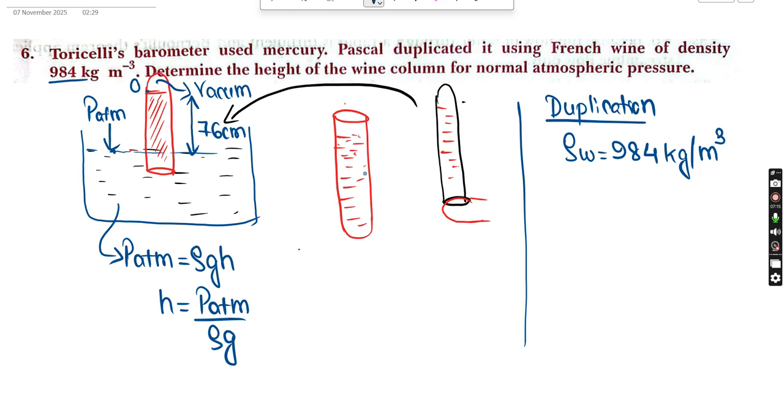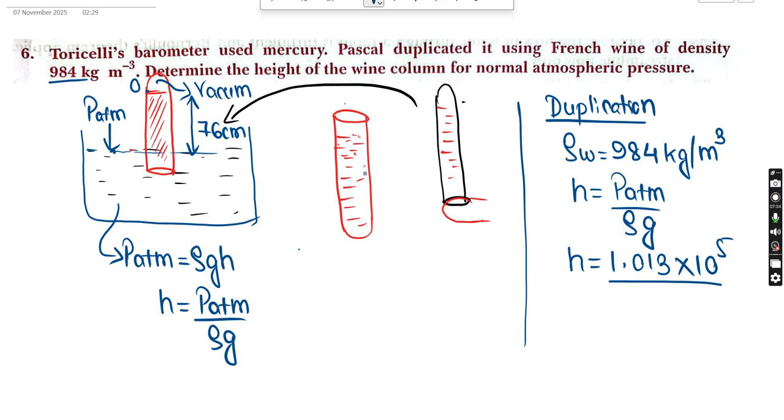So how will we find the height of the wine? We know the height of the wine will be P ATM by rho into g. Got the point? So what is the height? The atmospheric pressure we know, and its value is 1.013 into 10 to the power 5 Pascal, right? You can take it as 1 also, but mostly we take 1.013 into 10 to the power 5 Pascal for atmospheric pressure, which we call 1 bar, right?